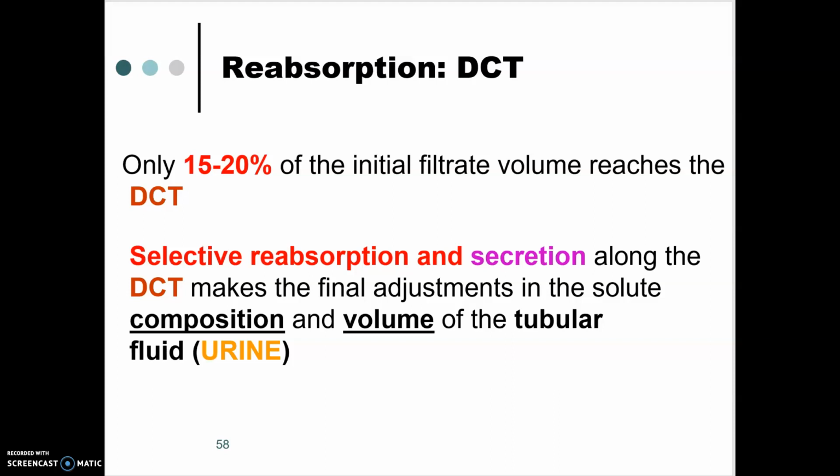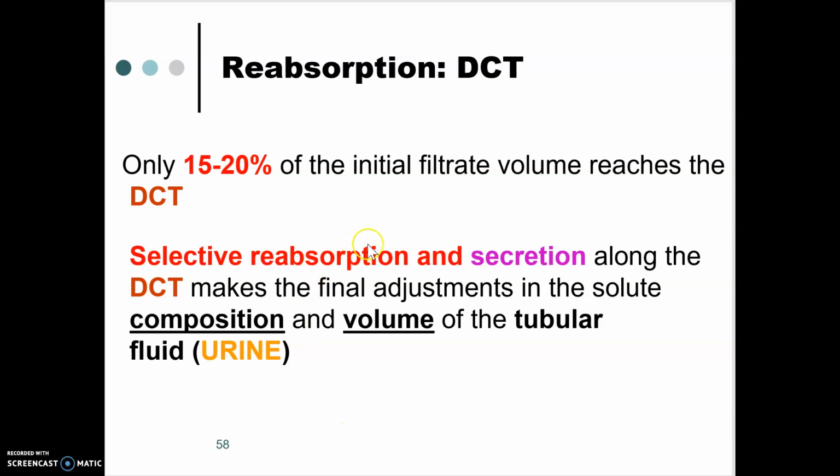Okay guys, we're picking up right where we left off in the last video. We're talking about reabsorption in the distal convoluted tubule, and we said in the last video that by the time the tubular fluid reaches the distal convoluted tubule, about 80 to 85% of it has been reabsorbed back into the blood. So when we get to the distal convoluted tubule, we get a chance to make some final alterations to the blood so we can control the composition of the urine.